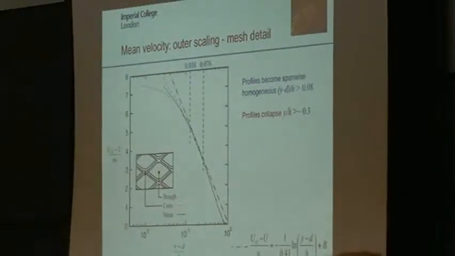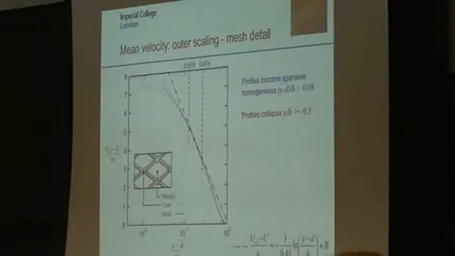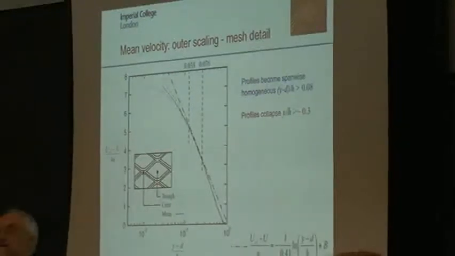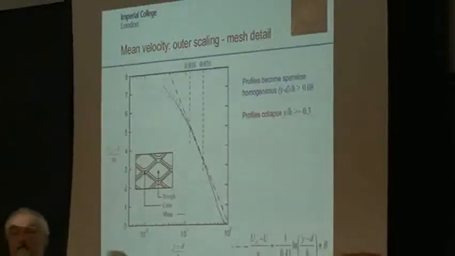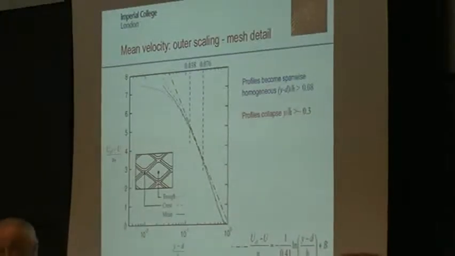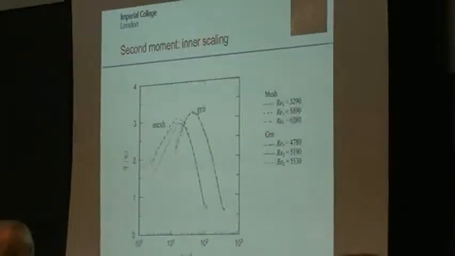So we've got collapse on outer variables, we've got collapse on inner variables, but in y space those two are not coincident, they don't overlap. Therefore, we have not been able to demonstrate self-similarity with the velocity profile.